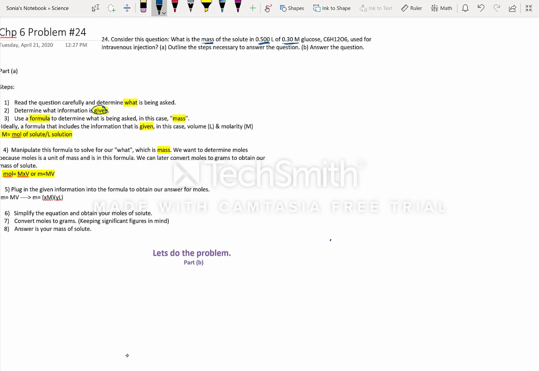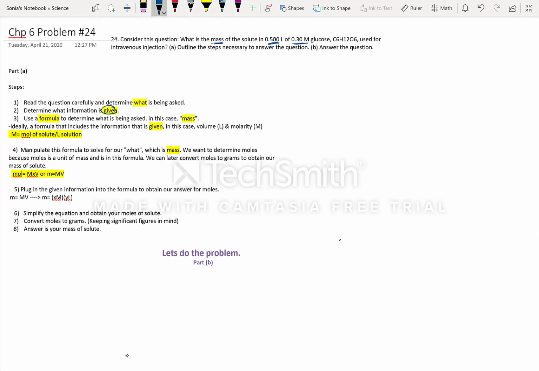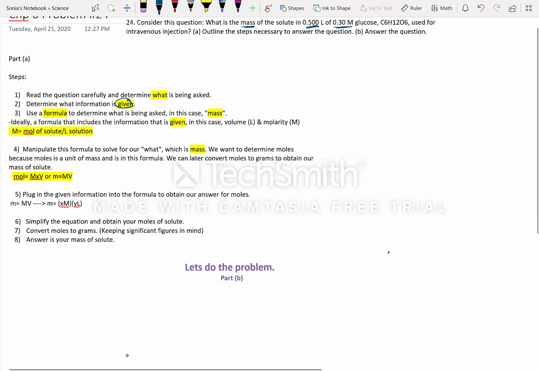If we go back to step number 3, use a formula to determine what is being asked, in this case, mass. So if we look at what information we have, we know that we have mass, we know that we have volume, and we know that we have molarity. Looking at all three of those, the formula that we would most likely be able to use for this kind of question is molarity equals moles of solute over liters of solution.